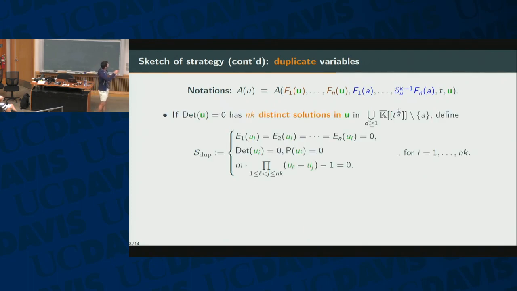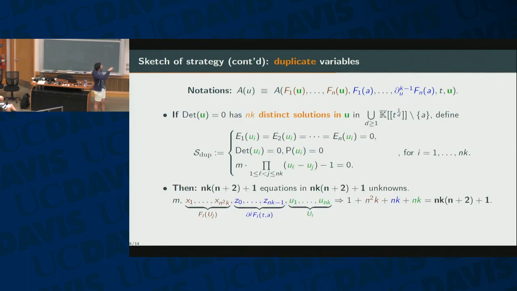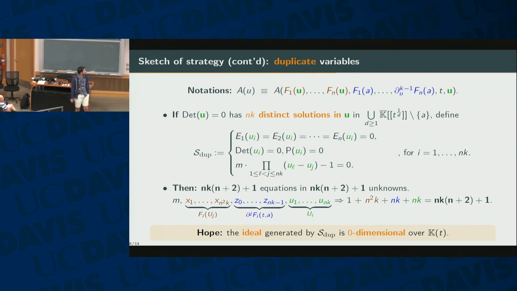And this is why I duplicate the system here. So I introduced new variables, u1 until uNK, for the NK distinct solutions in u of this equation. I also duplicate all the variables associated to the series which depends on u. This is the usual trick used in the article of Bousquet-Mélou and Jeanne. And then there exists, by counting, as many equations as unknowns. And as I told you, the hope is that the ideal generated by this system has finitely many solutions.